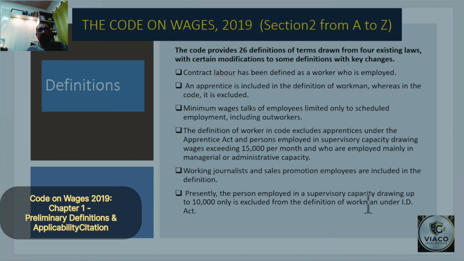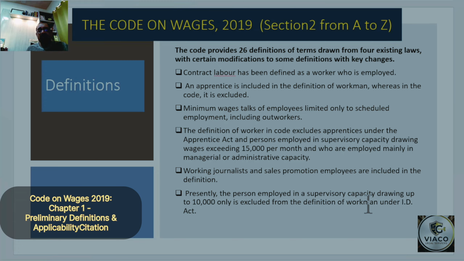Even in the new wage code, minimum wages, which earlier were limited to scheduled employment, now include out workers. So what was earlier minimum wages was limited to scheduled employment. Now it has been extended to all classes of workers. The definition of worker in the code excludes apprentices under the Apprentice Act and persons employed in a supervisory capacity drawing wages exceeding 15,000 per month, and those who are employed mainly in a managerial and administrative capacity.